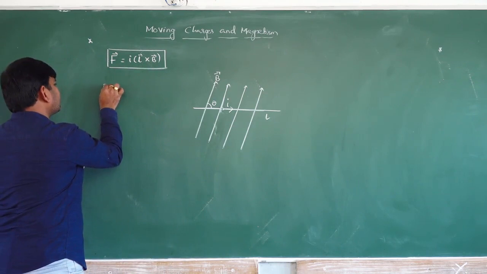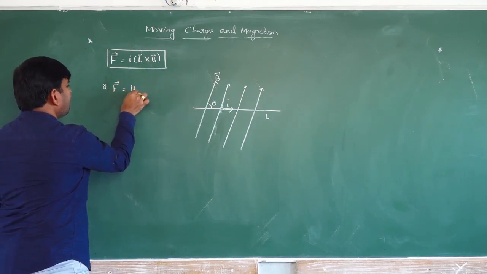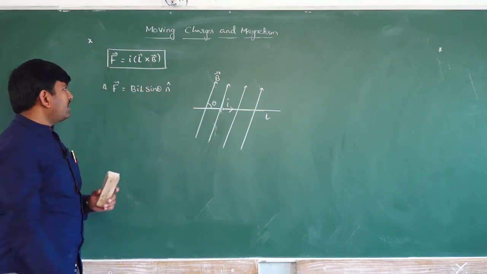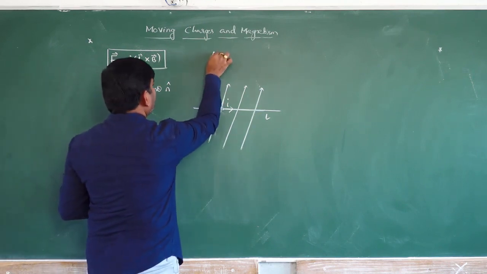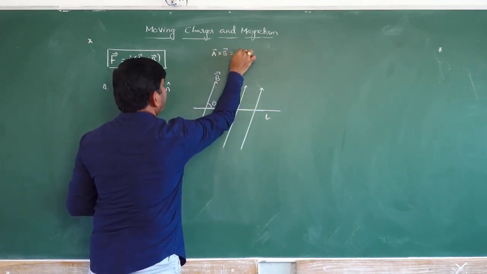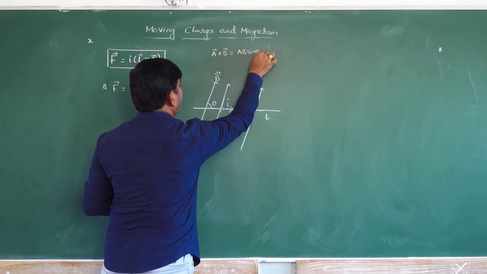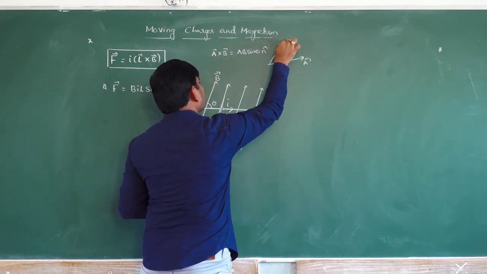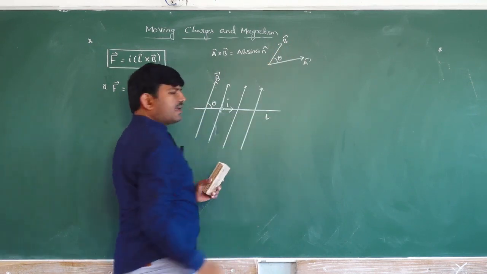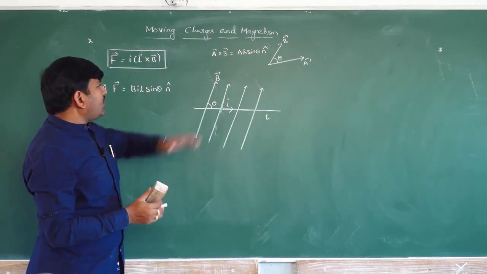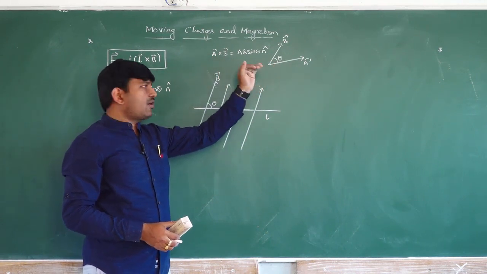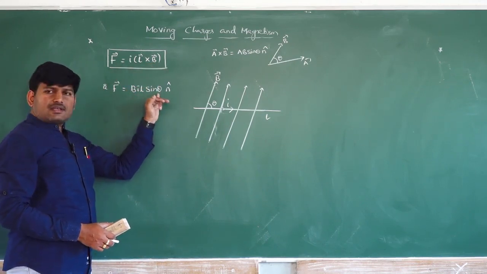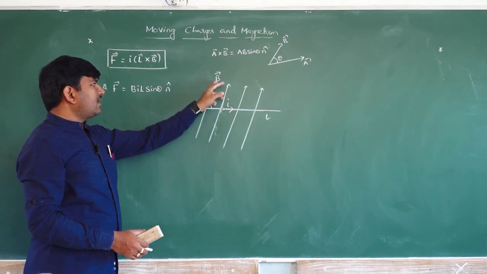It can also be written like this: F bar is equal to BIL into sin theta into n cap. According to mathematics, A bar cross B bar can be written as A into B into sin theta into n cap, where A and B are vectors and theta is the angle between A bar and B bar. In a similar way, L bar cross B bar can be written as L into B into sin theta, where theta is the angle between L bar and B bar.